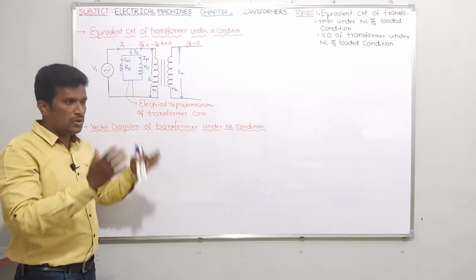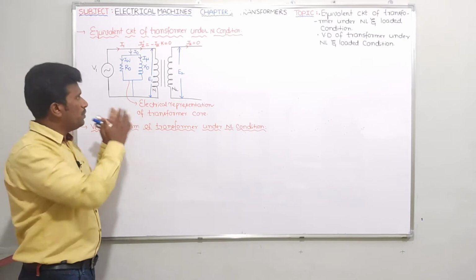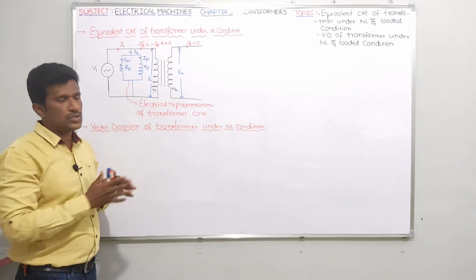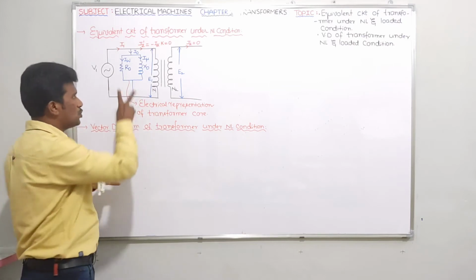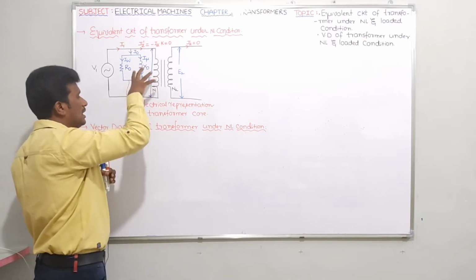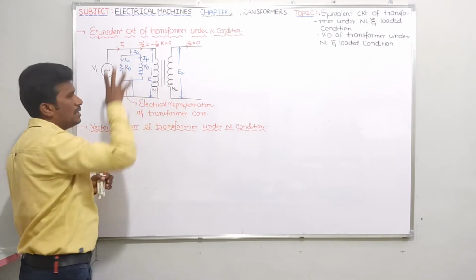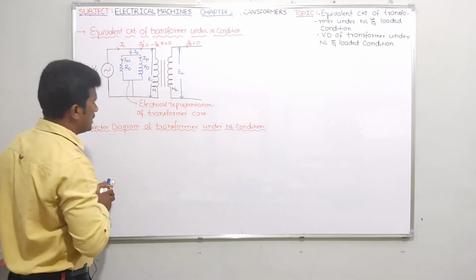So obviously, if you want to show two currents, they should be in parallel only. They should not be in series. If I show them in series, IMU and IW will become equal. That is not correct. Therefore, they should be in parallel, and the electrical representation of the transformer core should be on the primary side only. Okay, no problem. Next, guys.